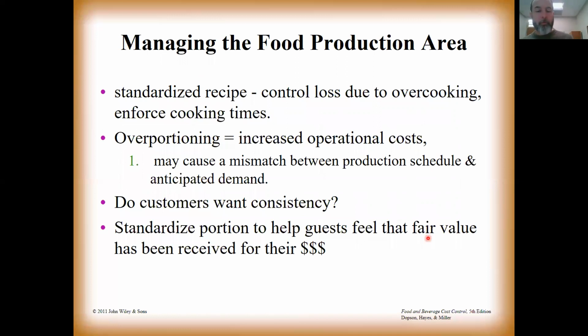We said this before, but we'll say it again. A standardized recipe should list the portion size and explain in detailed procedures the equipment to use, the approximate amount of cooking time, the final cooking temperature. All those things should be listed. It helps us maintain consistency for our customers.